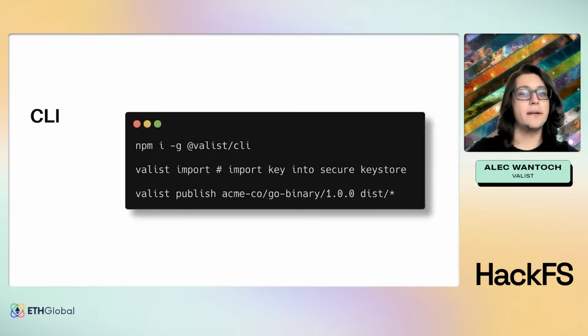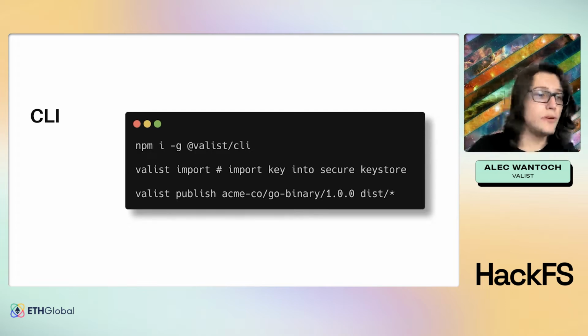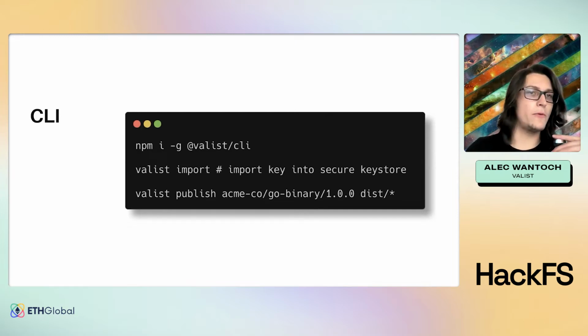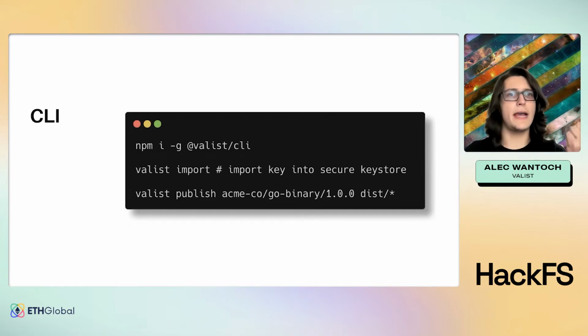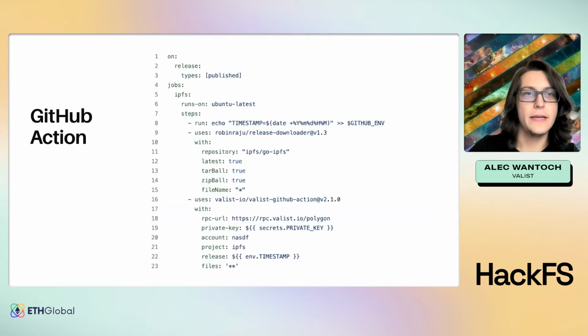The CLI is another great option. You can basically just type Valist publish and then type your account, project, version, and then give it a path and it'll upload it. And then we'll also go over this later, but you could also configure multi-platform builds. So if you're writing a Go application and you're building it to Mac, Windows, Linux, with the CLI, you could actually describe in the Valist YAML which binaries go to which platform, and Valist will be able to understand and interpret that.